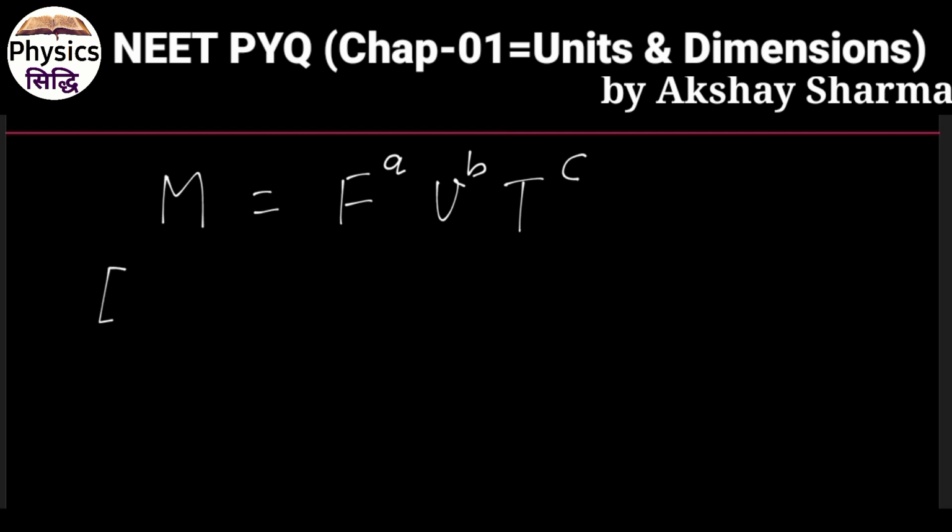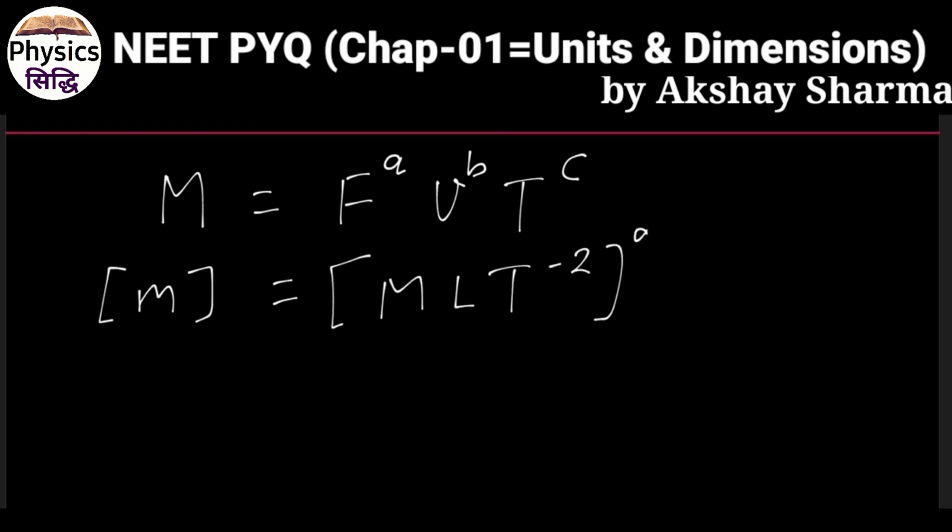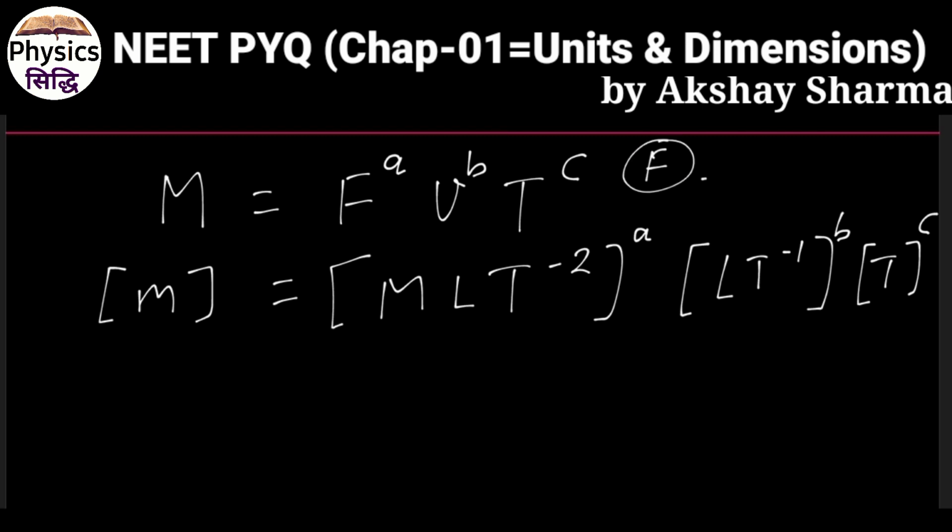Mass M having dimension capital M will be equal to force dimension M L T minus 2 power A, velocity L T minus 1 power B and time T power C. I am assuming here that you are well aware of the dimension of most of the quantities. For example, you are well aware about force dimension, velocity dimension and dimension of time, etc.